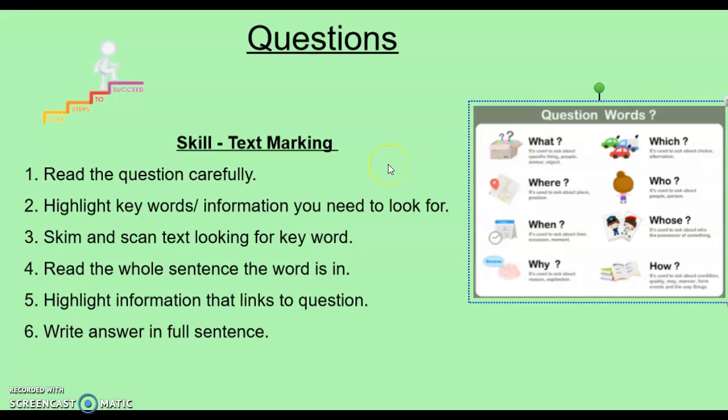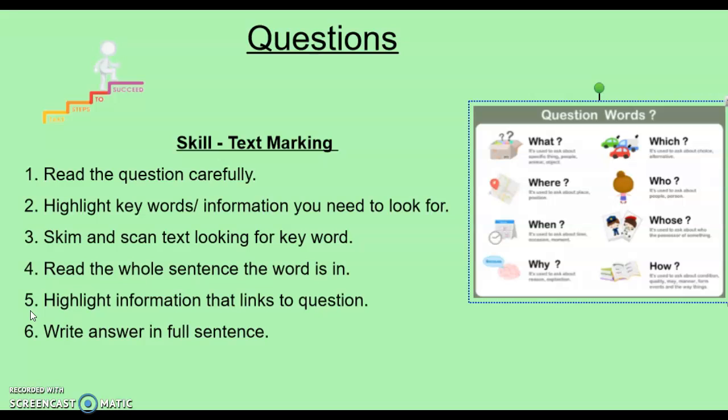Okay, and then also highlight any keywords that you can find in the text to find your answer. Then you're going to skim and scan the text, and skimming and scanning just means you wash over the text with your eyes. You go through it quickly with your finger and you just look for those keywords. The next thing, once you've found that keyword, then you need to read the whole sentence the word is in to form your answer.